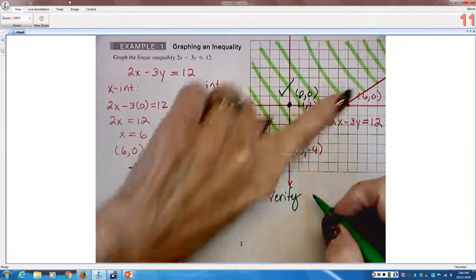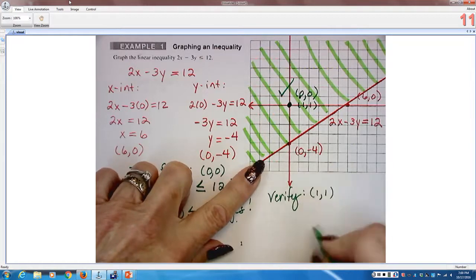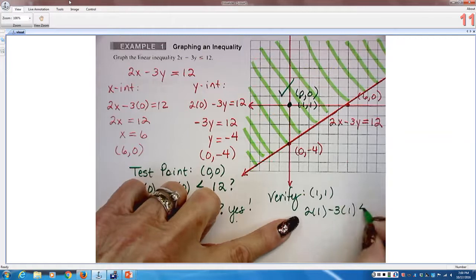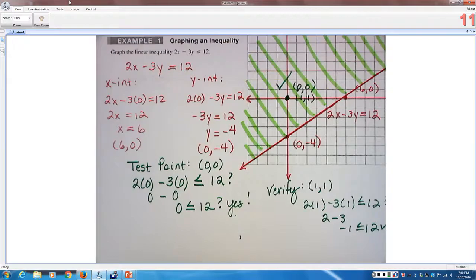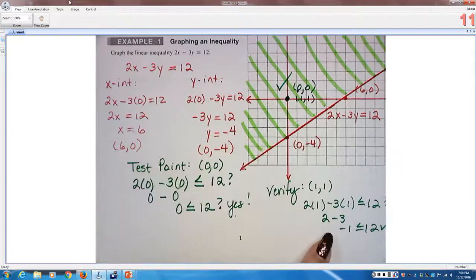But I can verify this is correctly shaded because if I plug in (1, 1), then I have 2 times 1 minus 3 times 1 is equal to or less than 12. And that is 2 minus 3, which is -1, equal to or less than 12. And yes, of course it is. So I just verified that this is the correct direction to shade. You don't have to verify that. I could pick any point over here that I wanted to, and all of them should work.